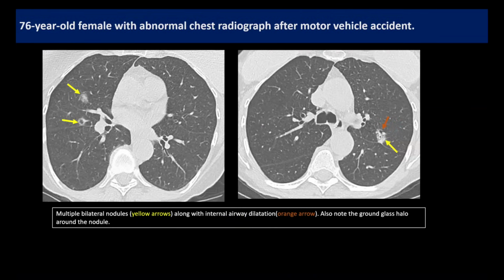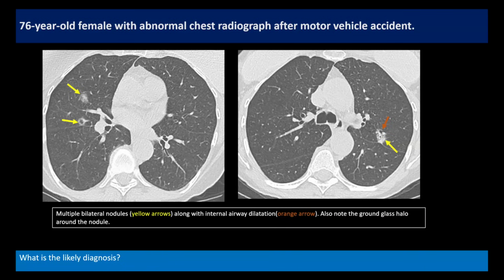Let's look at the next case of perilymphatic nodules in a 76-year-old female with an abnormal chest radiograph incidentally obtained after a motor vehicle accident. On CT scan, one can see a few peribronchovascular nodules, some of which demonstrate central bronchial dilatation. There is a ground glass halo around most of these lung nodules. These persisted on multiple scans, and the patient basically remained asymptomatic in spite of this.